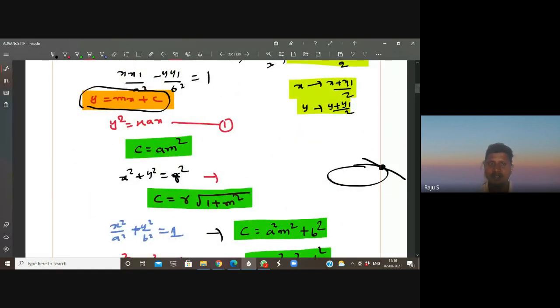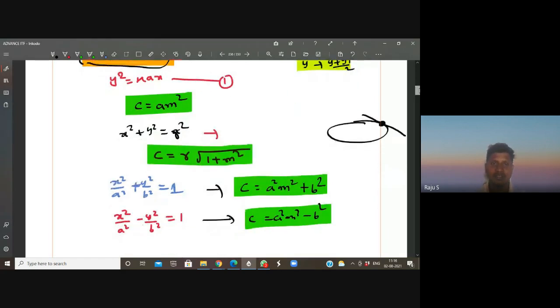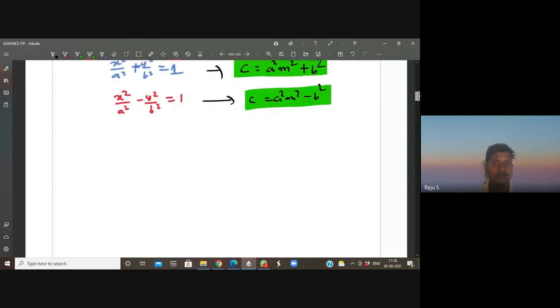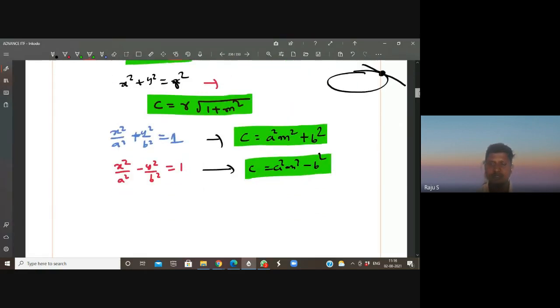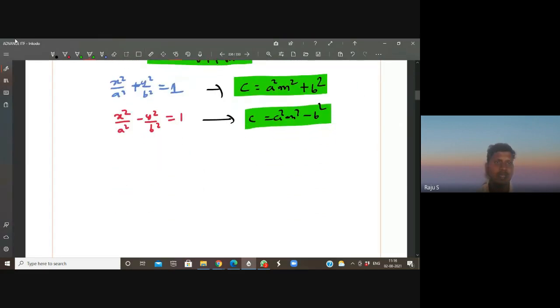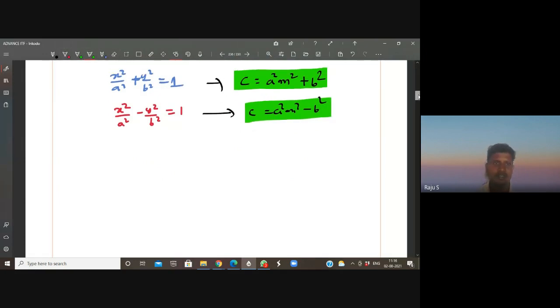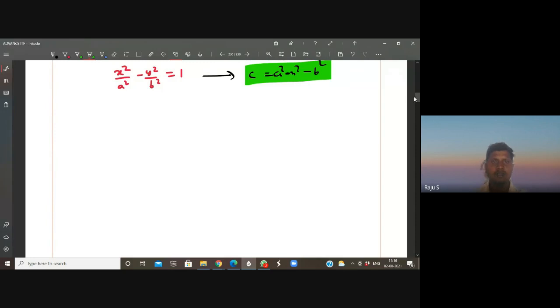So y is equal to mx plus c is said to be tangent to the given curve. These are the conditions. Everyone must remember these four conditions. Many times they ask a question in JEE also regarding this tangency condition. Okay, this is very, very important.